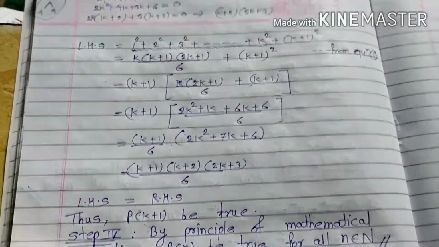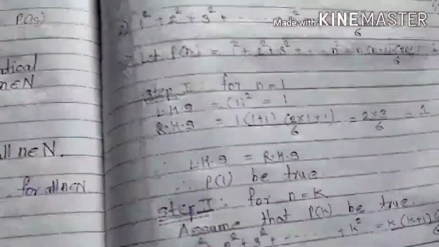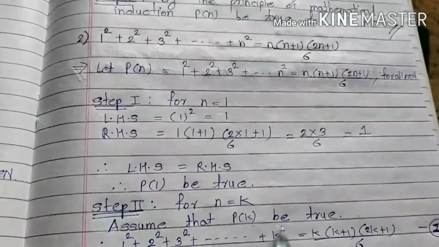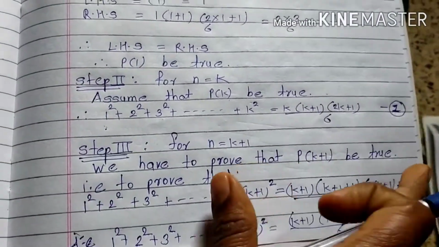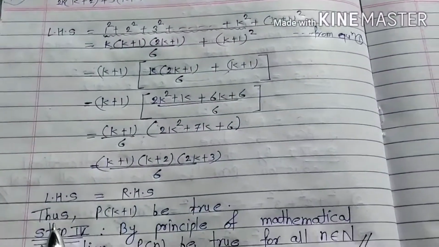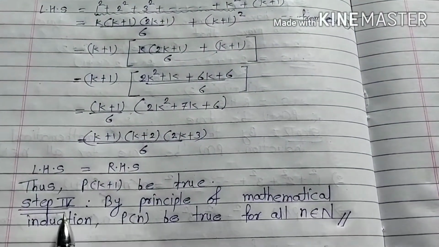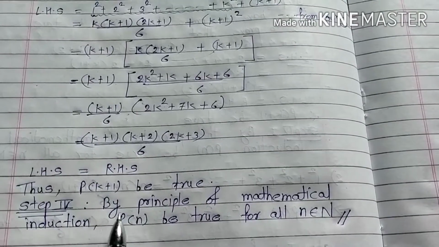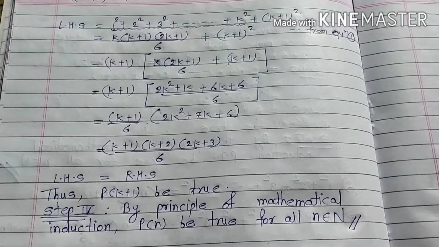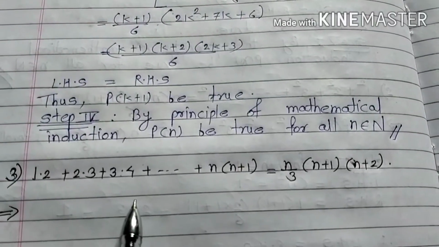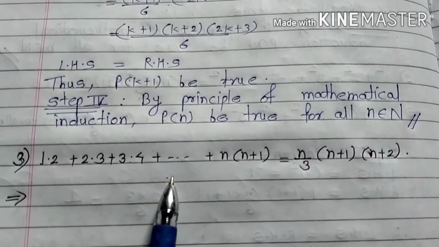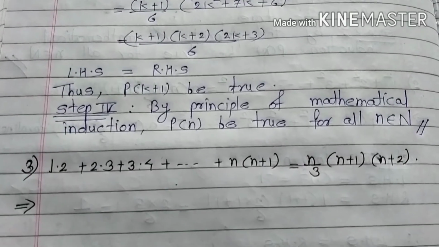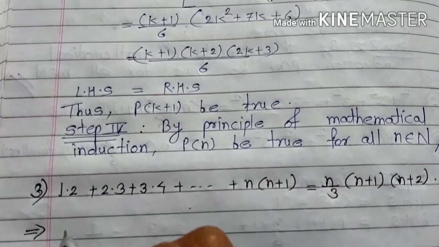So you can observe that by using mathematical induction, step 1, step 2, step 3, we prove this equation is true for all n belongs to natural number. Now next example, we can prove this example by mathematical induction. So let us start to solve it.